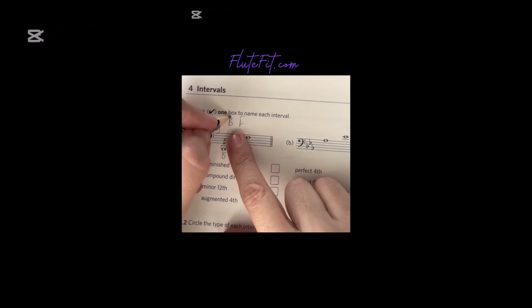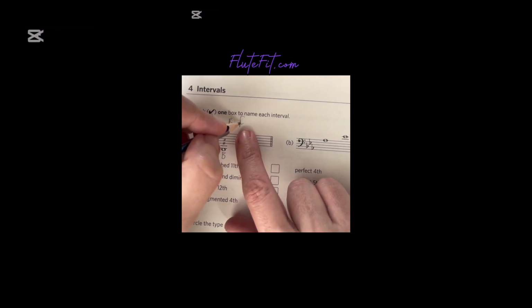When it's not perfect, it's either diminished or augmented. We always take the lower note as being our major scale first. B major has 5 sharps, so this is one of them, so F should actually be sharp. So for this to be a perfect interval, it would be an F sharp, but it's an F natural, so we've lowered it. And when you lower a perfect interval, you make it diminished. So it's a diminished something or other.